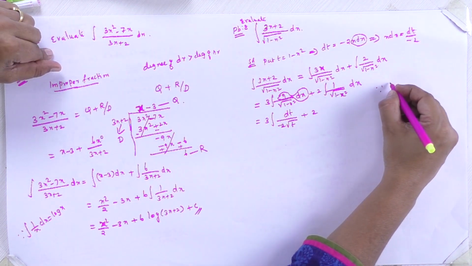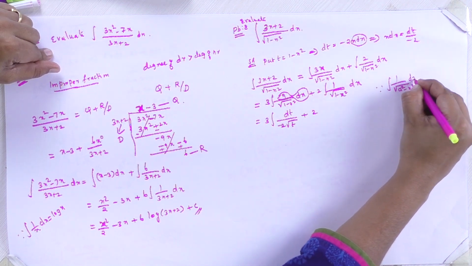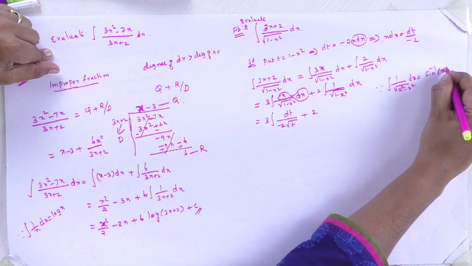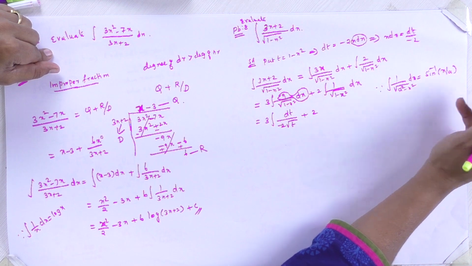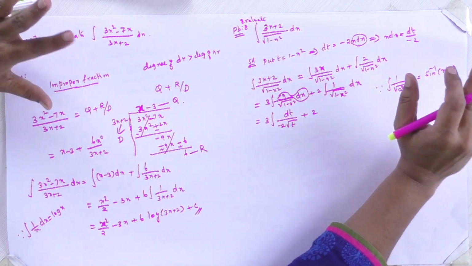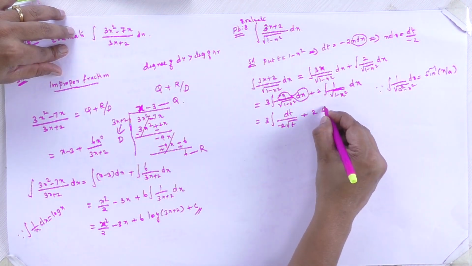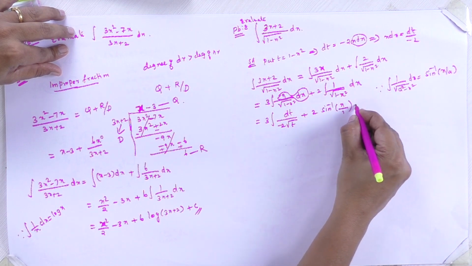We have a formula: the integral of 1 divided by root of a square minus x square into dx is equal to sine inverse of x by a. So we know the differentiation of sine inverse of x by a is equal to 1 divided by root of a square minus x square, the reciprocal combination. Here 2 times sine inverse of x, where a is 1.